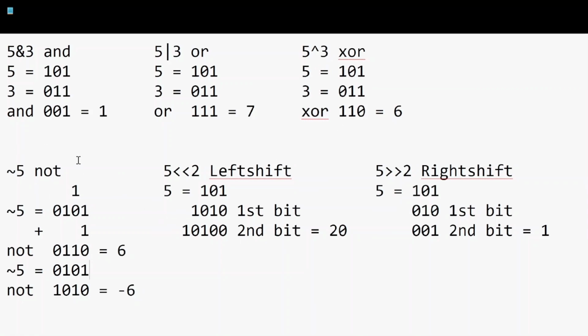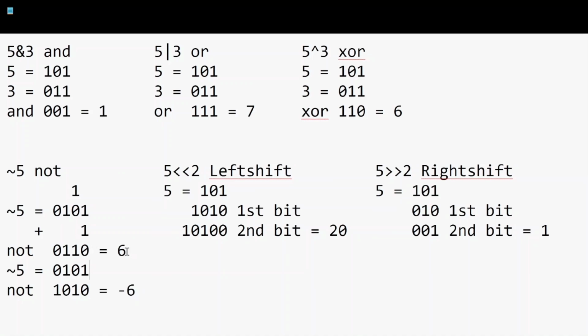Now, the NOT operator. The NOT operator is simply used to invert the bits, that is zeros into ones and ones into zeros. But if we want to check whether a number is negative or positive, we have to do 2's complement. Here 5 is equal to 0101 in binary. Now we will add 1 to it, that is 1 plus 1 is 0 and carry 1, then 1, 1 and 0. So 0110 is equal to 6 in decimal.